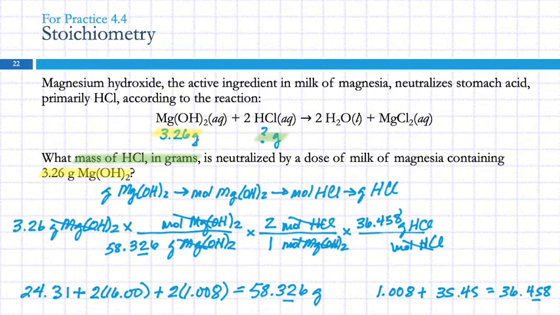3.26 divided by 58.326 times 2 times 36.458. How many sig figs should my answer have? 3. The number I started with had 3 sig figs. My molar masses had 4. That's exact. None of those are going to matter. So I should end up with 3. Here's my 3, 4.07, next 2 digits. And then rounding that, I'm going to get 4.08 grams. Any questions?